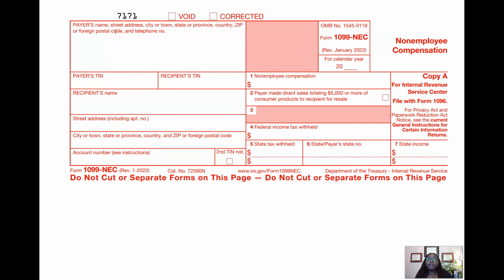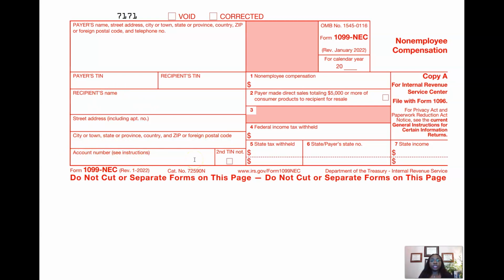Next is the payer. So who is the payer? If you're the small business that paid someone, you're the payer. So you're going to put your business name and address in this section right here. Then you're going to put your tax ID number, payer's TIN. That's what goes there, okay? In the next section, recipient's TIN, that's where you're going to put the tax ID number of the recipient, which is the person that you paid, okay? Then you're going to put in the recipient's name and their street address, their city, state, and zip code, okay? This account number is not applicable for someone that you paid, okay?